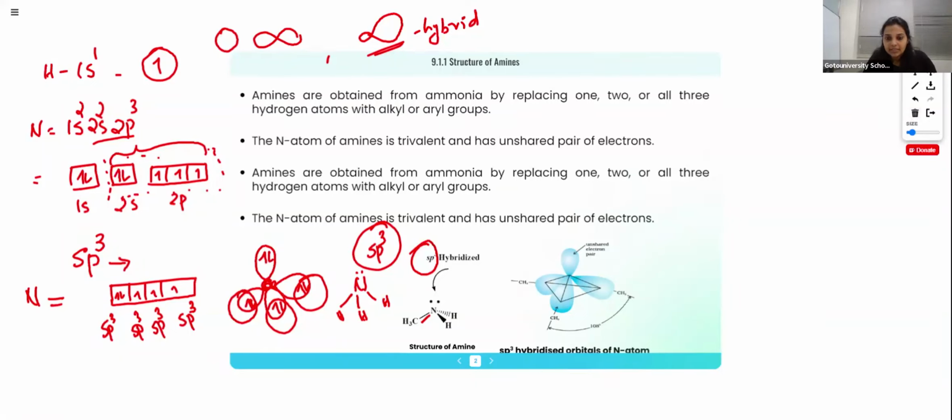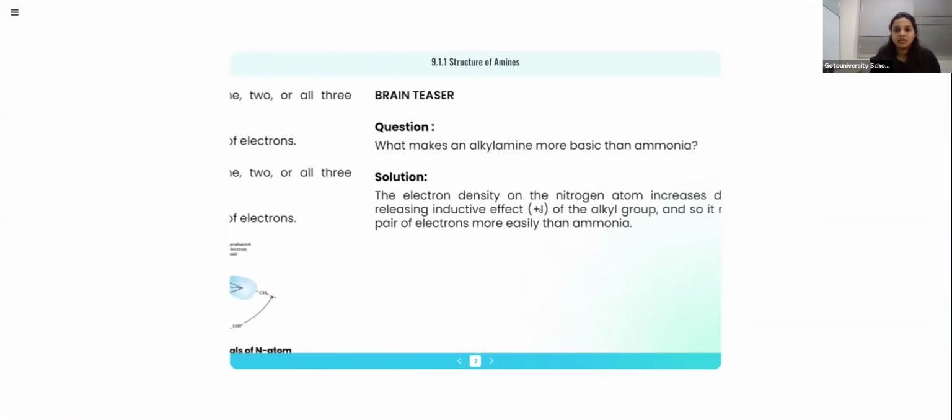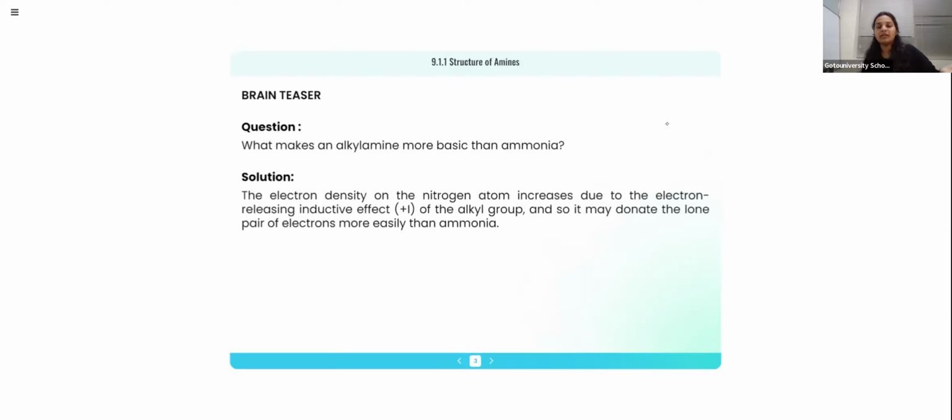See, then here, what is the bond angle? This is 180. Okay, clear, right? Yes, this is the structure of amines. How we are drawing the structure of ammonia, normal ammonia, same way we can draw the structure of amines, because amines means we are replacing 1 hydrogen with 1 alkyl group, right? Yes. Then next question.